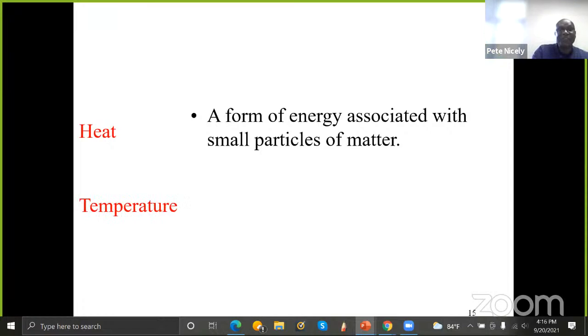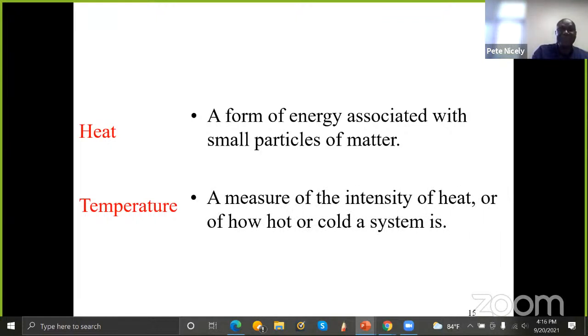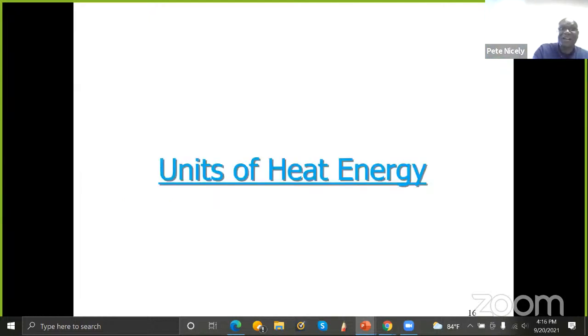Now, it's very important that you make a distinction between heat and temperature. People tend to confuse these two terms as if they mean the same thing. Temperature means something different, even though it's related to heat. The definition of temperature is shown here: it is a measure of the intensity of heat, or how hot or cold a substance is. So please know the difference between these two definitions. We're going to illustrate the difference between those two, but before we get to that, let's talk about the units associated with heat energy.